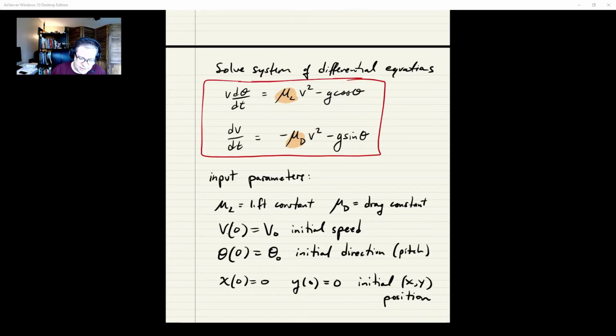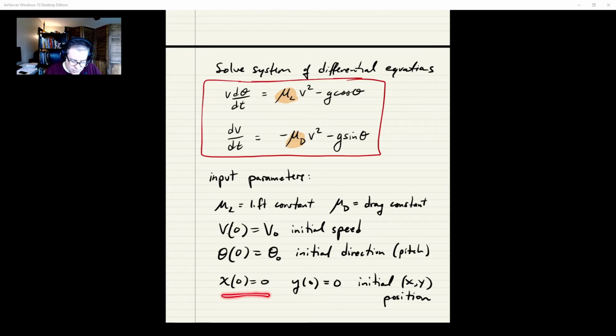Okay, so let's return now to this set of differential equations that we're going to solve and use the computer to solve it. It's complicated to solve and definitely need the computer to help out here. In this case, we will look at some input parameters. So I'll refer to this mu L as a lift constant. It's not really the coefficient of lift. It's a lift constant that derives from several other constants, as I've discussed. And mu D, this is the drag constant. We're going to need an initial speed and an initial direction. And of course, we're solving for V and theta as a function of time.